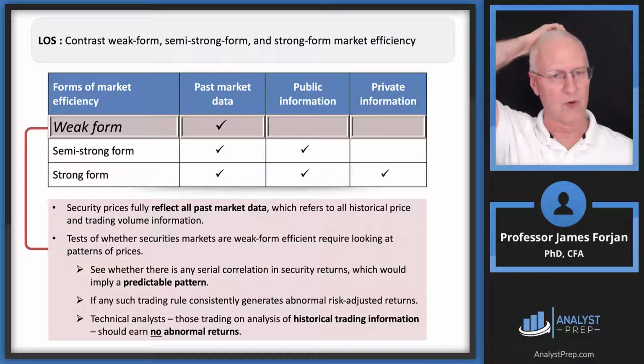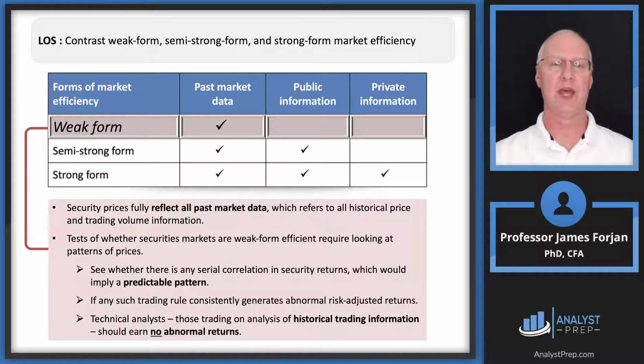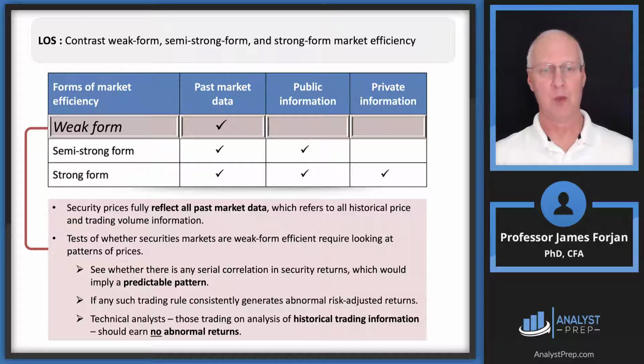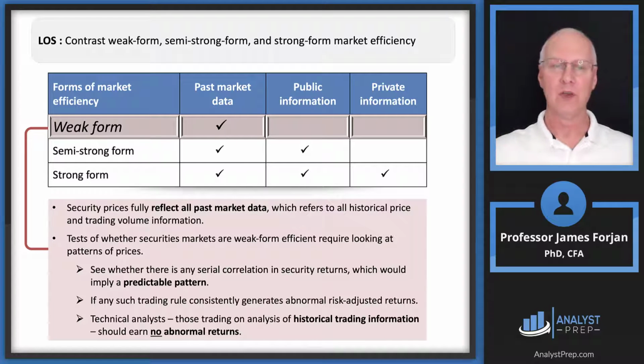So here, let's start with weak form efficiency. What Eugene Fama said is that a stock market is weak form efficient if the stock prices fully reflect all historical price and trading volume data only. That's a key part there. Now, we're going to talk at length about technical analysis in a future reading, but technical analysts simply look for patterns in historical prices to be able to predict future prices. So if there is a historical pattern, then there's likely to be a future pattern.